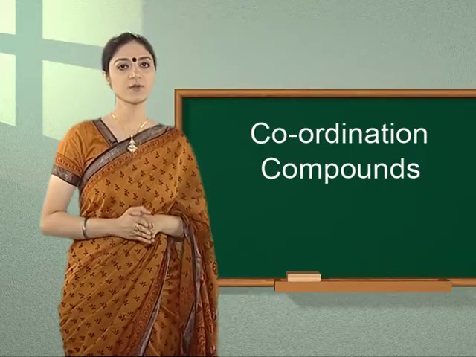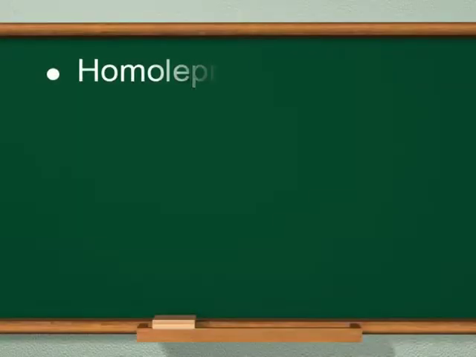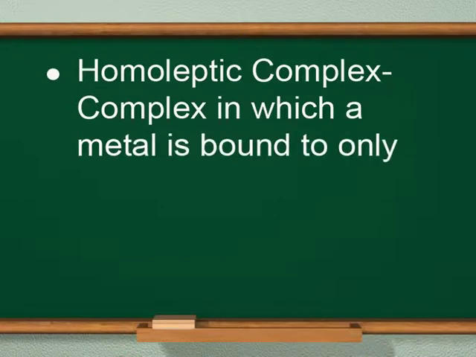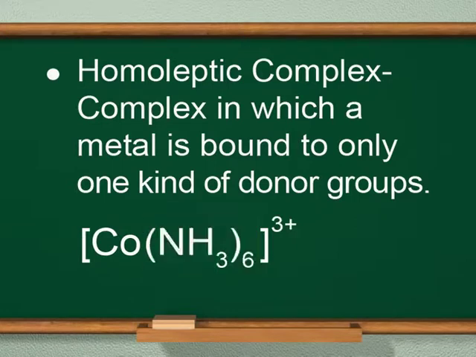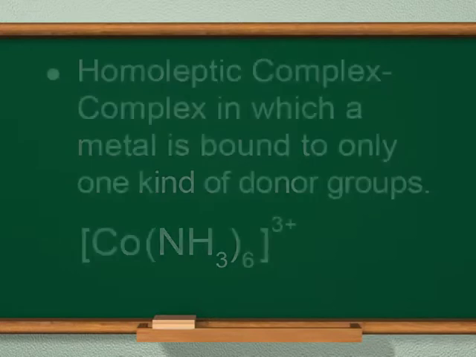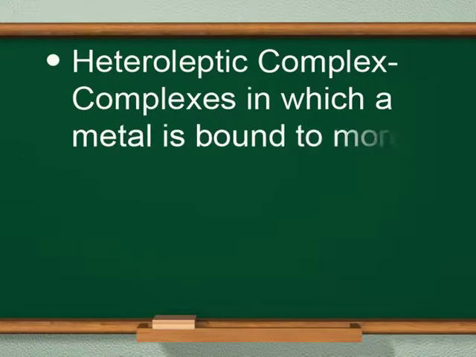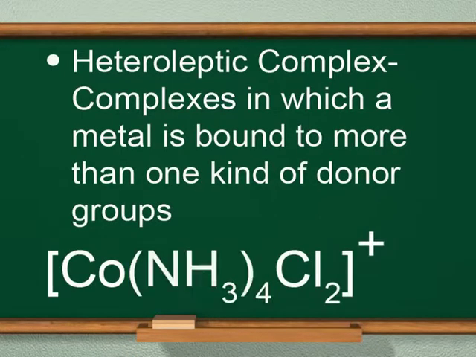On the basis of donor atoms, complexes can be of two types. These are homoleptic complexes, complexes in which a metal is bound to only one kind of donor groups. For example, [Co(NH3)6]3+. This complex is homoleptic. Heteroleptic complexes, complexes in which a metal is bound to more than one kind of donor groups. For example, [Co(NH3)4Cl2]+. This complex is heteroleptic.